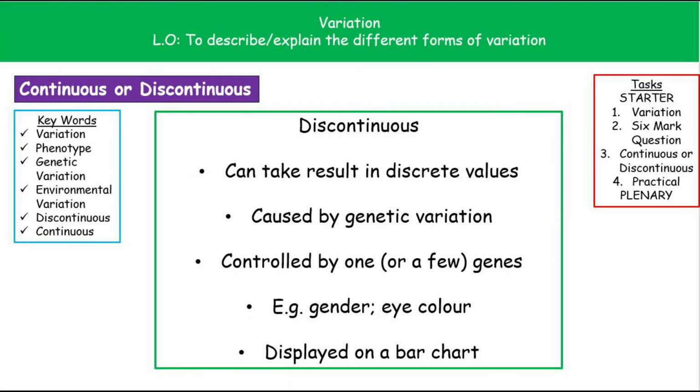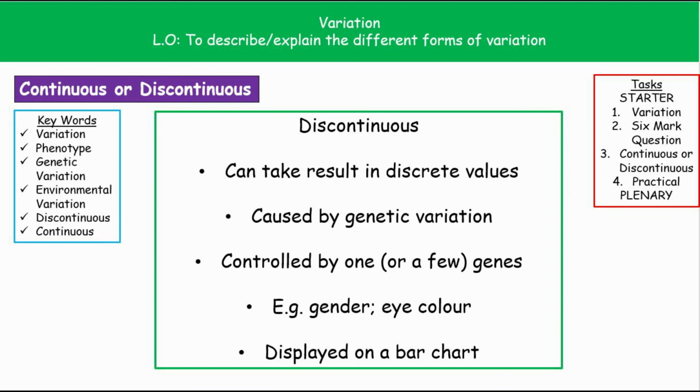When it comes to discontinuous variation, then these ones result in discrete values. Now, what we mean by that is that they've got a very clear outcome that is either this or that, not in between. And these are caused by genetic variation, which are controlled by only one or a very small number of genes. And good examples here are things like gender.